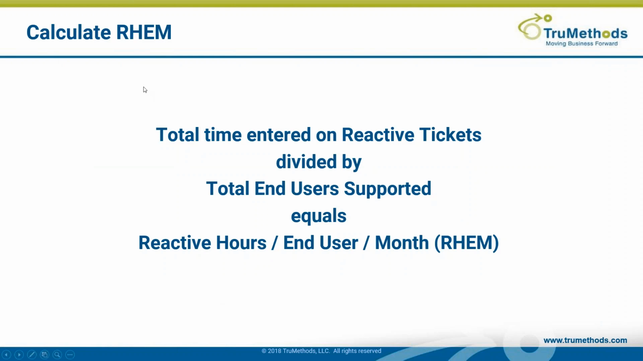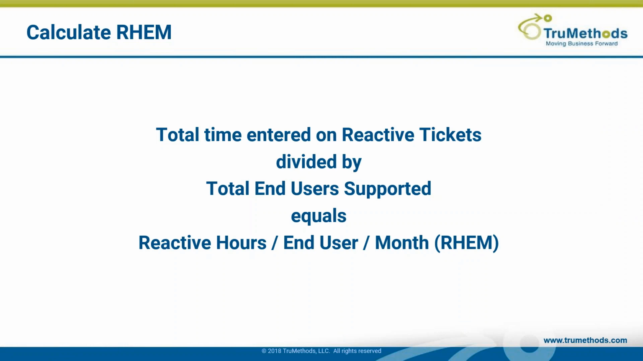So Bob, can you take us through this? This is a really important number. We call it REM, reactive hours per endpoint per month. Explain to people what it is, and then we're going to give them some examples and a graph to show why it's so important and is at the center of your business, your value, and your MSP practice.